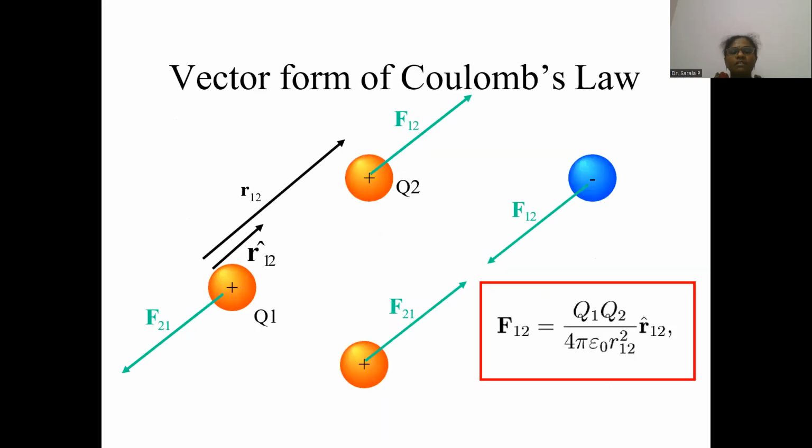Okay, so now let us go with the vector form of Coulomb's law. Let us see here, there is a Q1 charge and there is a Q2 charge.